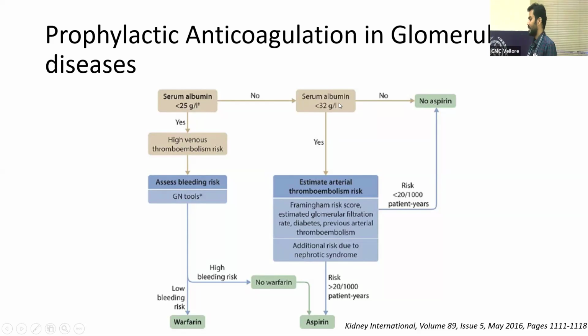If the patient has serum albumin more than 2.5 grams but less than 3 grams, you have to estimate the thromboembolic risk. If the risk is high, start with aspirin only. If the risk is low, no need of anything.